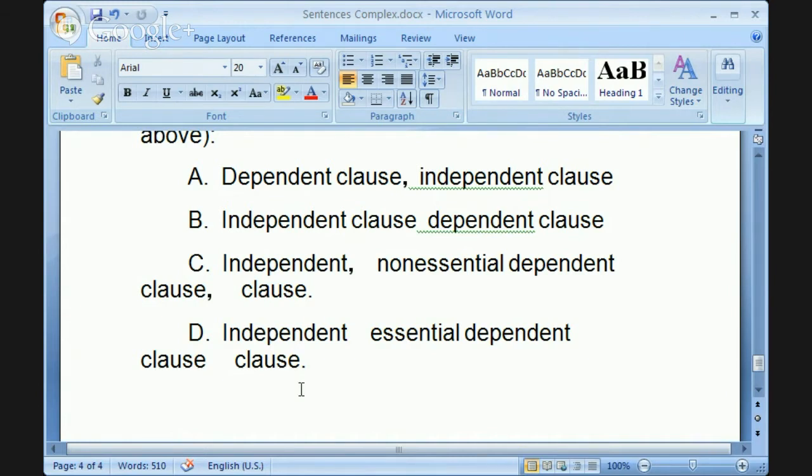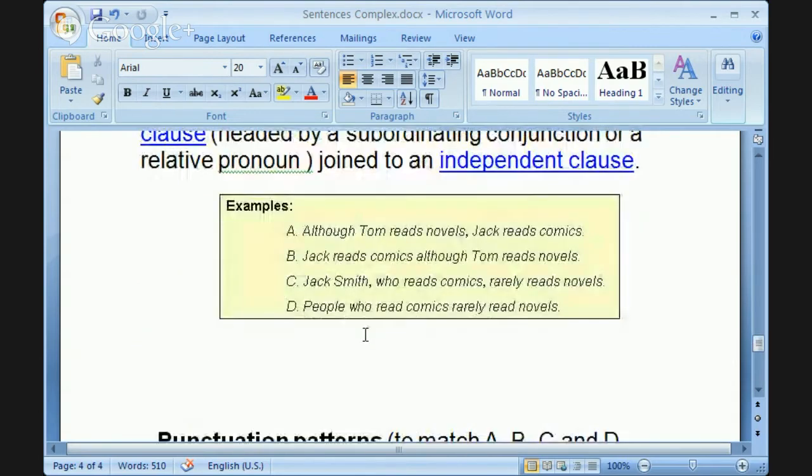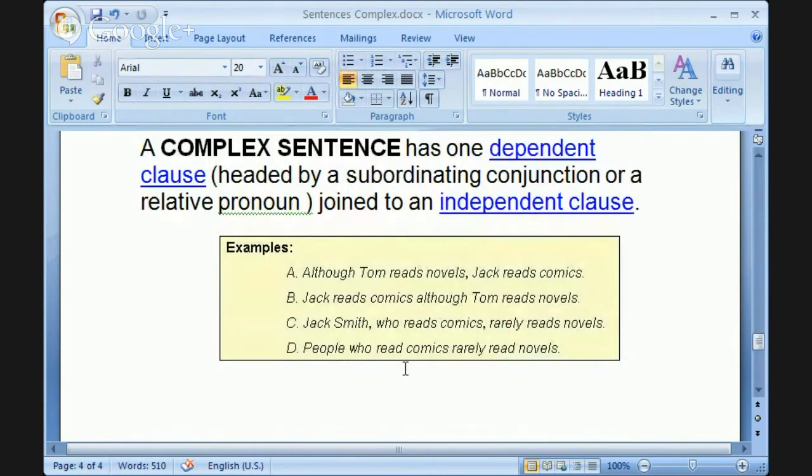Or punctuation structure D, again, an independent clause with an essential dependent clause. In other words, I actually need this dependent clause to make it make sense. People who read comics rarely read novels. Okay.